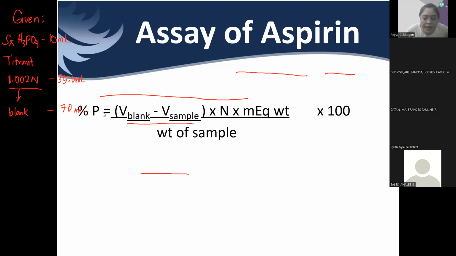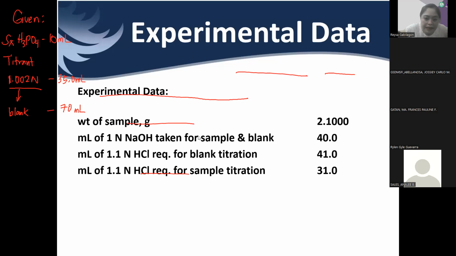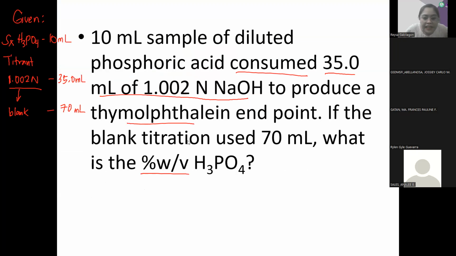The same formula, percent purity is still equal to the volume of the blank titration minus the volume of the sample titration, times the normality, times milliequivalent weight, over, this time, not the weight of the sample, instead the volume of the sample. This is the only difference. Times 100, okay? Take note, why we use volume is because what is asked here is percent weight per volume. Okay? So let us start.